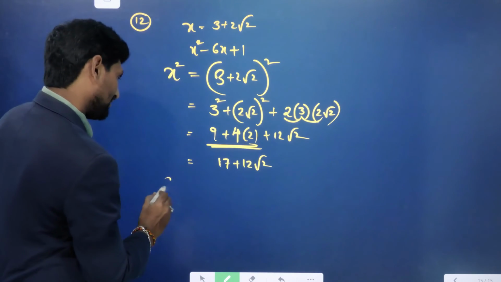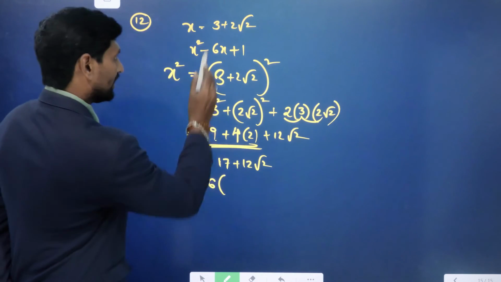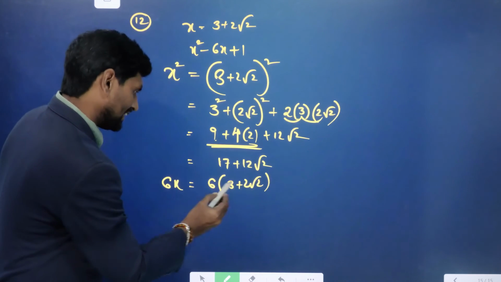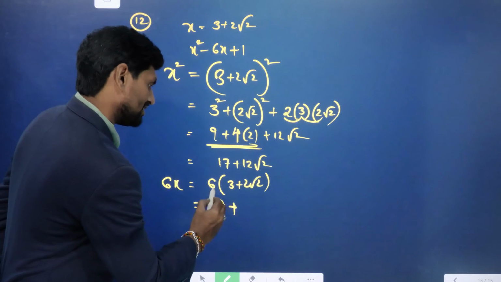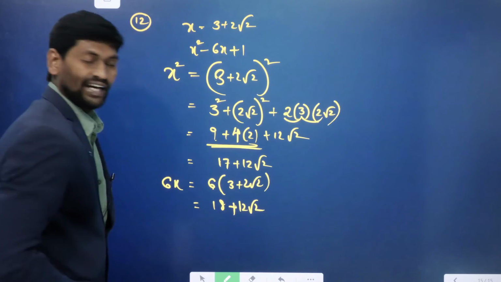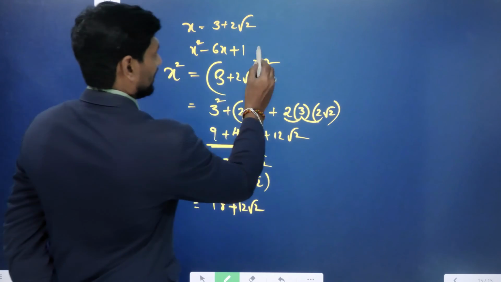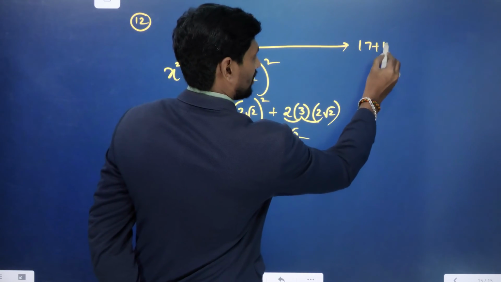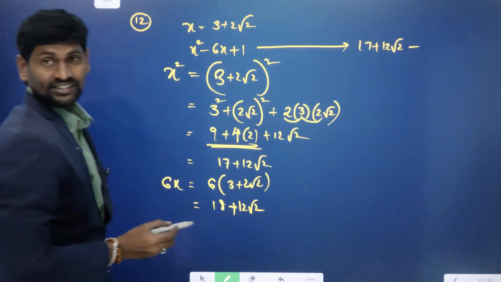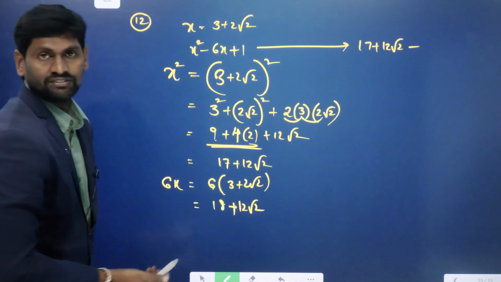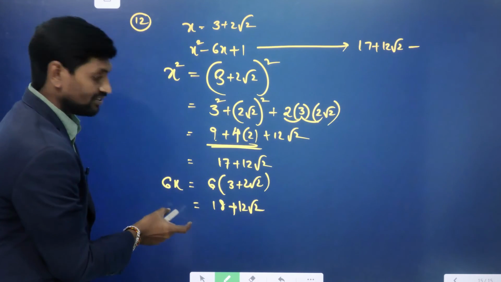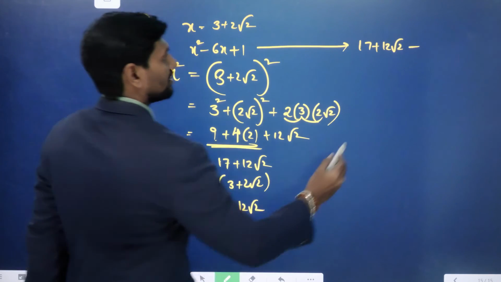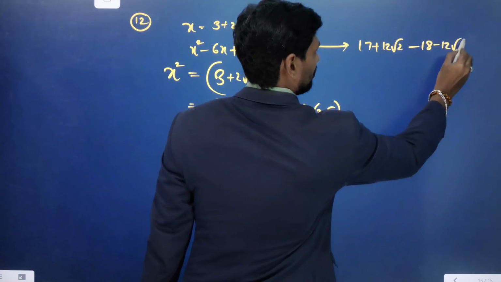Now let us find 6x value. That means 6 into x value, 3 plus 2 root 2. Multiply: 6 3s are 18, plus 6 2s are 12 root 2. So 18 plus 12 root 2. Now substitute in the equation. X square value we got is 17 plus 12 root 2. Next minus 6x: I should write both terms with minus because I found only plus 6x value, so it will be minus 18 minus 12 root 2.